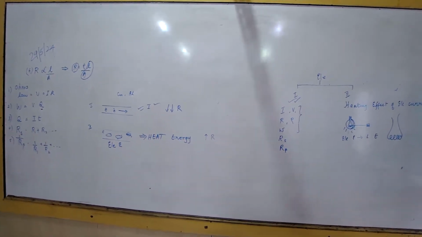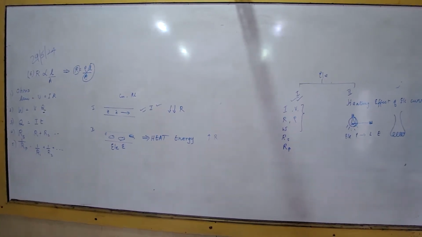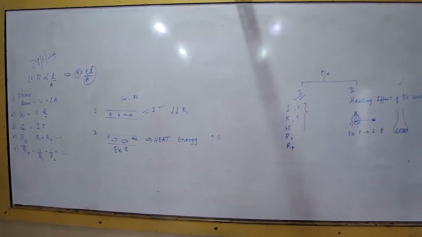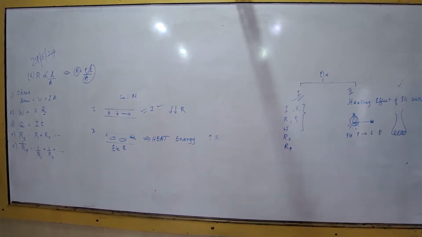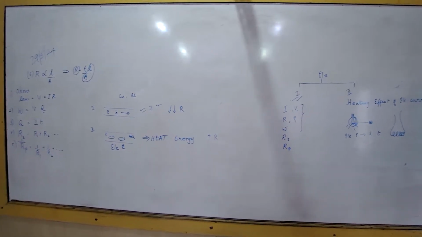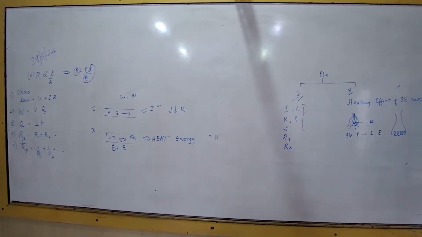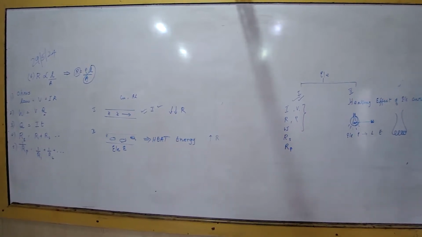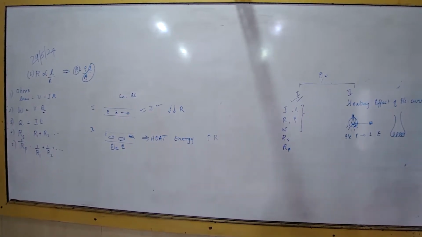So what are the devices which are making use of the heating effect? You have your iron for ironing clothes, maybe toaster, maybe heater, maybe your water heating source. All these are making use of the heating effect of electric current.